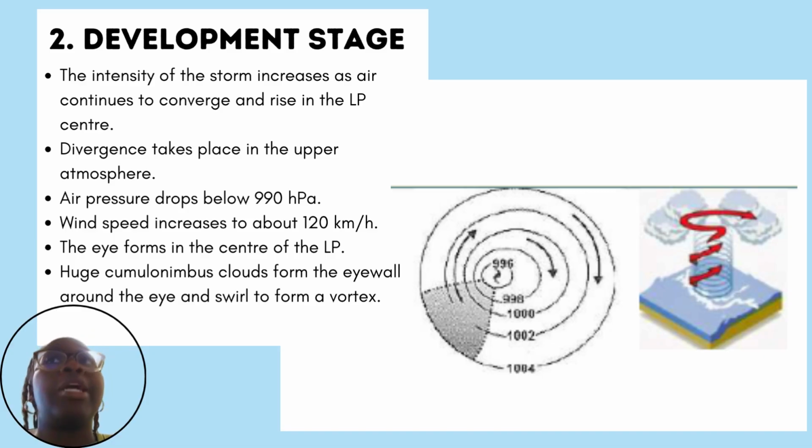The eye begins to form in the center of the low pressure, and then we have huge cumulonimbus clouds that form the eye wall around the eye, right? And then this also forms around the eye and swells to form a vortex.